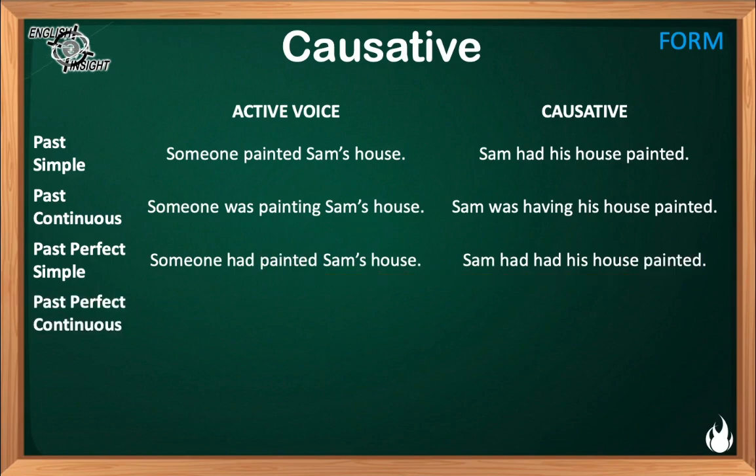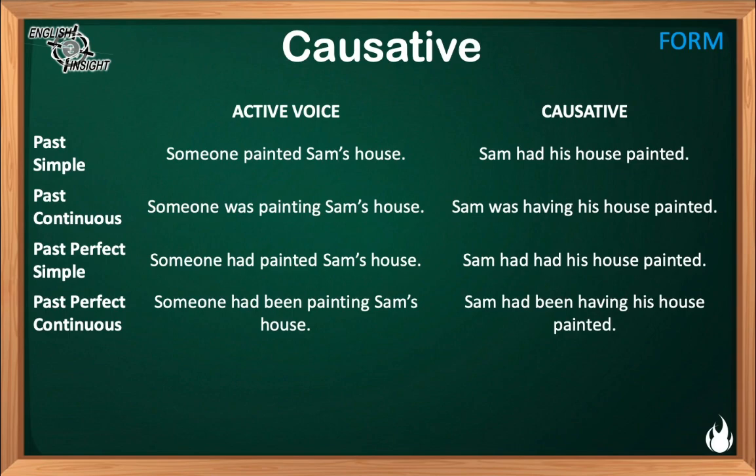Past perfect continuous. Someone had been painting Sam's house. In causative, we commence with Sam, then the conjugation of the verb is telling us the conjugation of the auxiliary. It is followed by the object, and then the main verb, conjugated in past participle. In neither of those cases does Sam do the action. He is merely the beneficiary of the action, which is done by someone else.